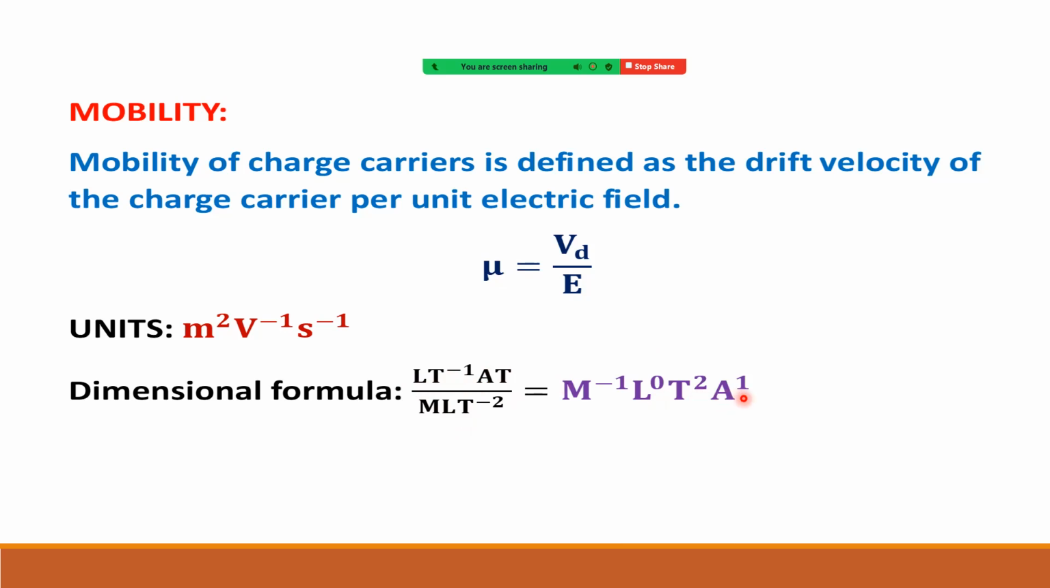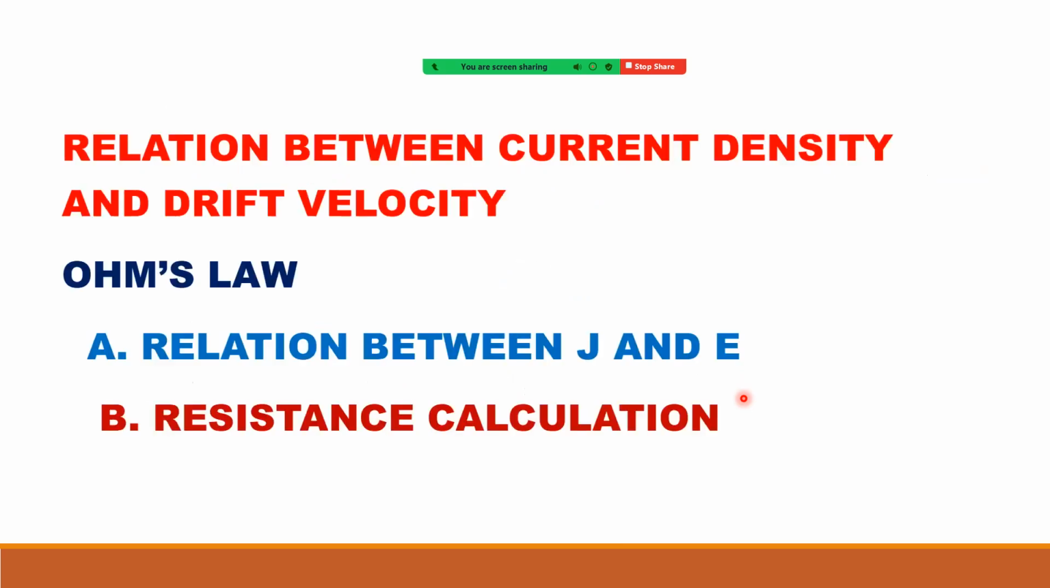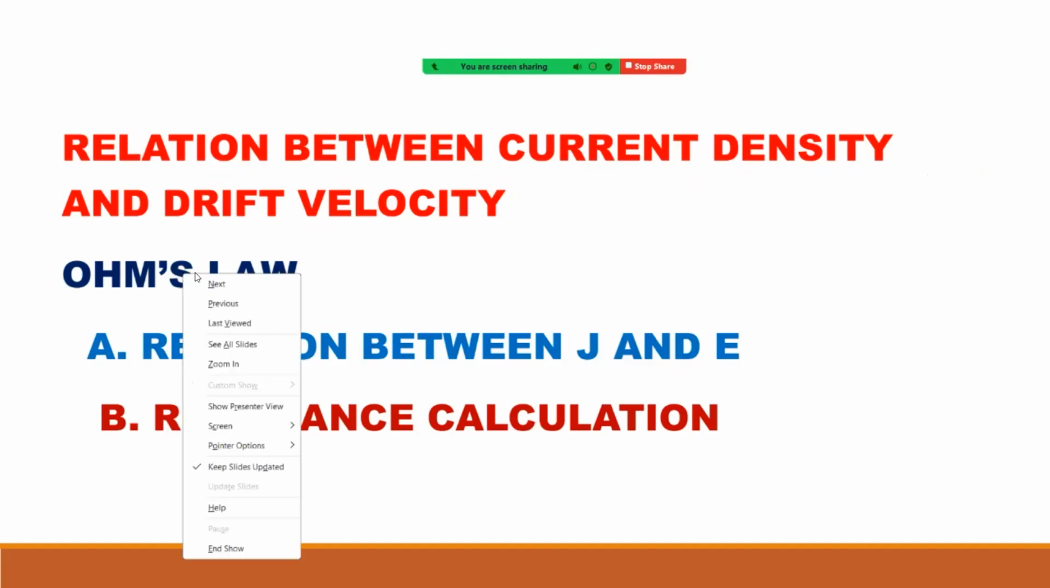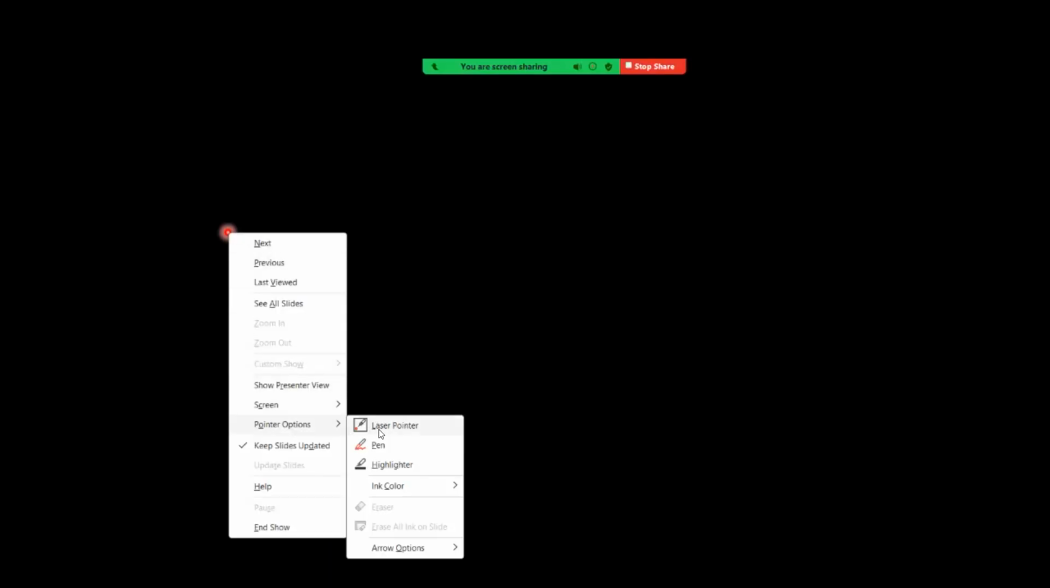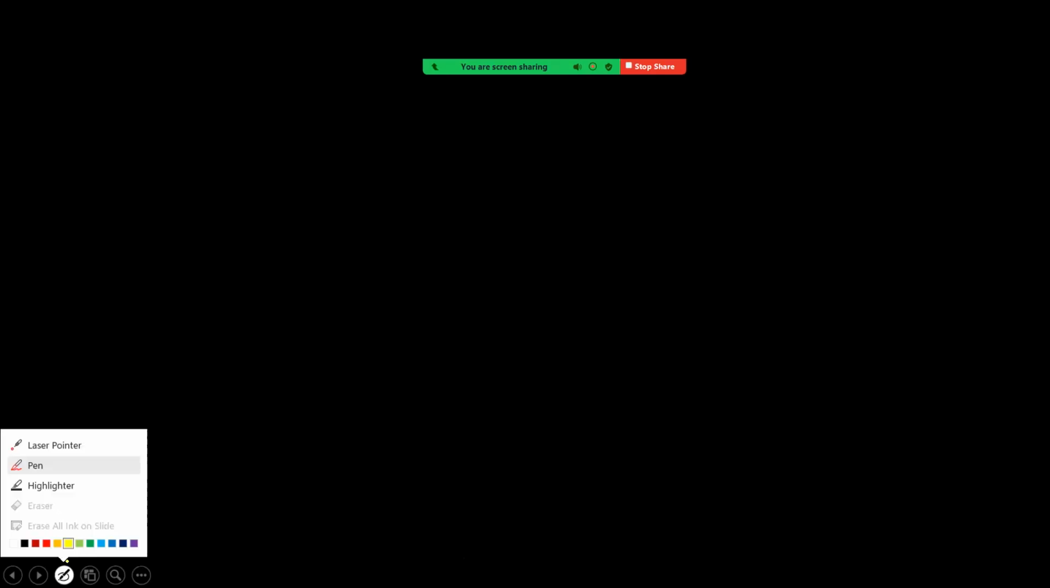Right. Let us now get the relation between current density and drift velocity. And after that, we discuss Ohm's law, that is the relation between J and E. Okay. See, first one, current density and drift velocity. We can see here the relation between current density and drift velocity, right? See how to get it.